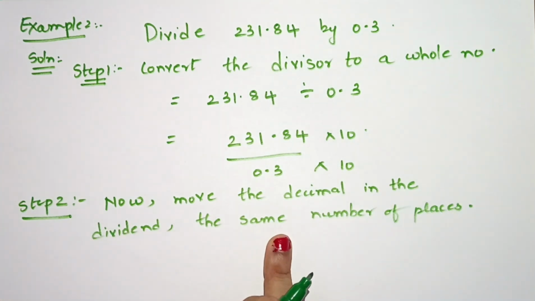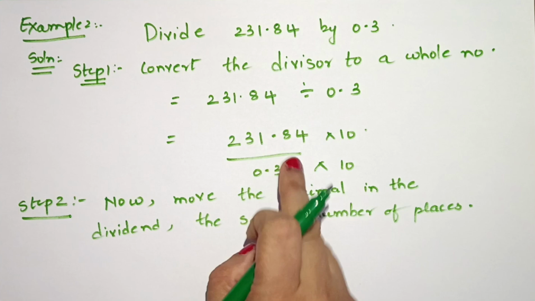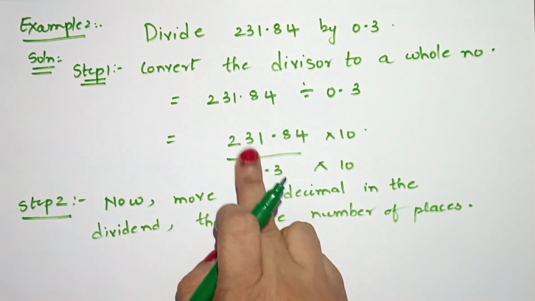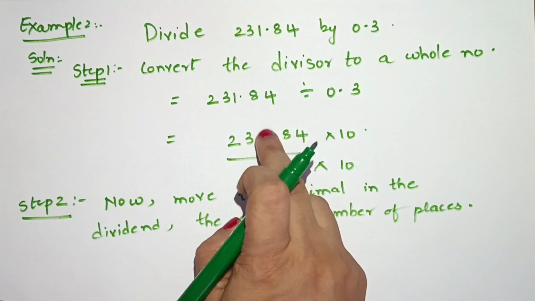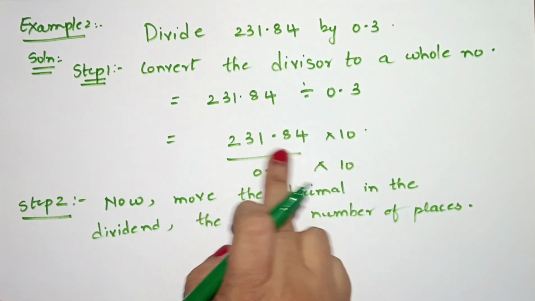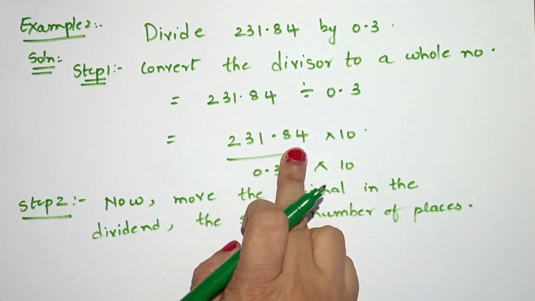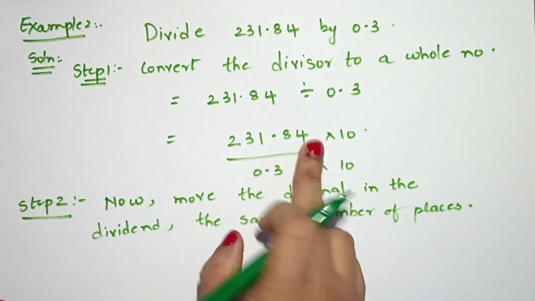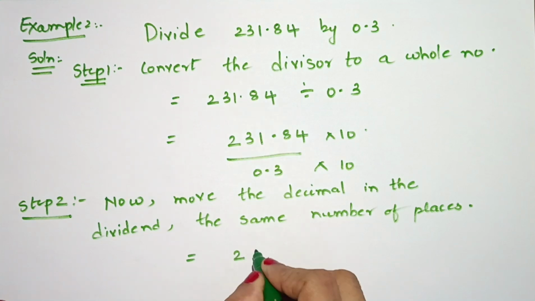It means what? It means move the decimal point in 231.84 one place. How many places? One place to the right to make it what? Now after moving, what is the answer you are going to get of the dividend? 2318.4. So let's see how to do.